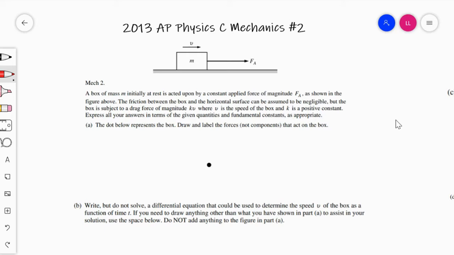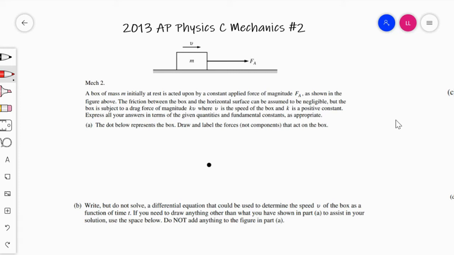We've got a box of mass m initially at rest acted upon by a constant applied force of magnitude Fa. As shown in the figure above, the friction between the box and the horizontal surface can be assumed to be negligible, but the box is subject to a drag force of magnitude kv, where v is the speed of the box and k is a positive constant. Express all of your answers in terms of the given quantities and fundamental constants as appropriate.